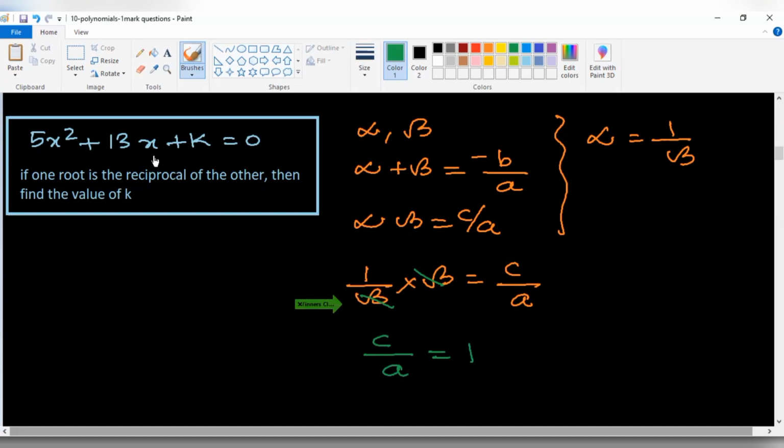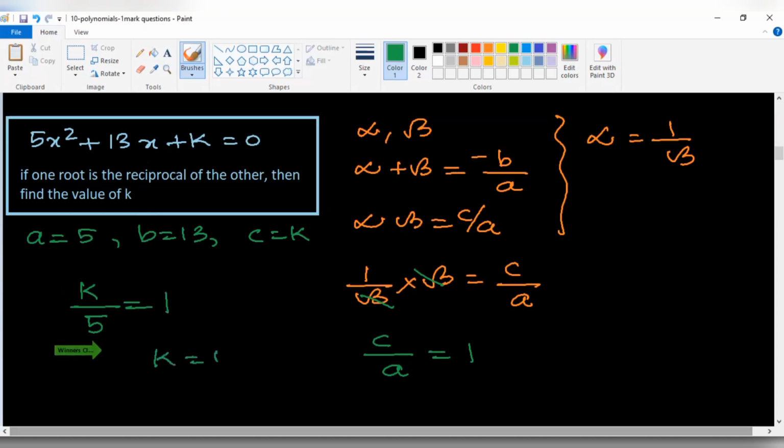Okay, now let us take the value of a, b, and c here. Here, a is 5, b is 13, and c is k. So what is c by a? C is k, and a is 5, and it is 1. So k by 5 equals 1, or we can say k is equal to 5. When this 5 is taken to the other side, 1 into 5. Right? So k is equal to 5. That is the answer.